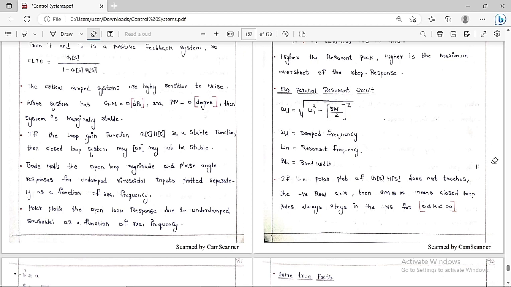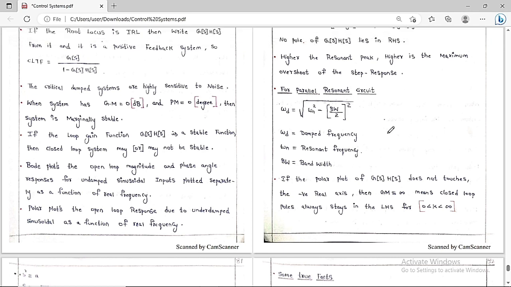So finally, I can say for a parallel resonance circuit that omega d is equal to the square root of omega n square minus bandwidth by 2 whole square. Whereas omega d is called the damped frequency, omega n is called the resonant frequency or natural frequency, whereas BW is called the bandwidth. All the units are radians per second.